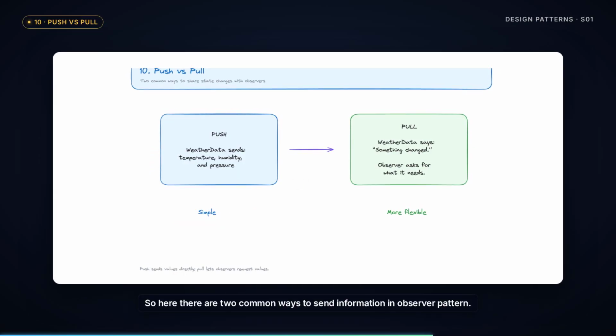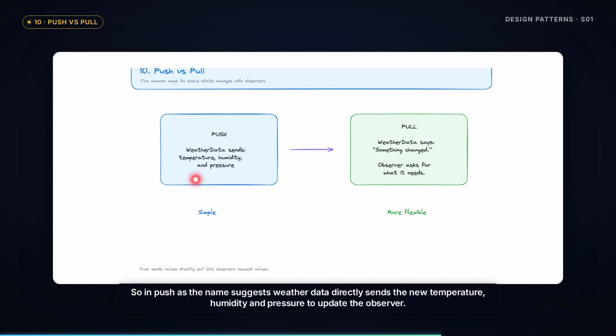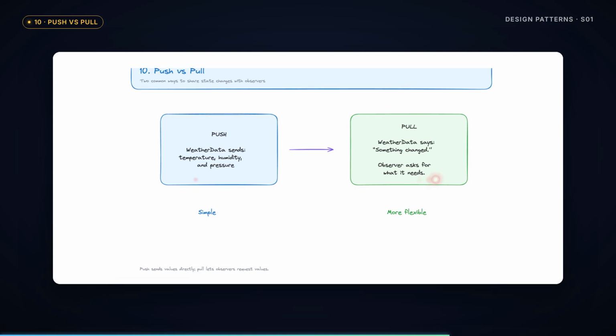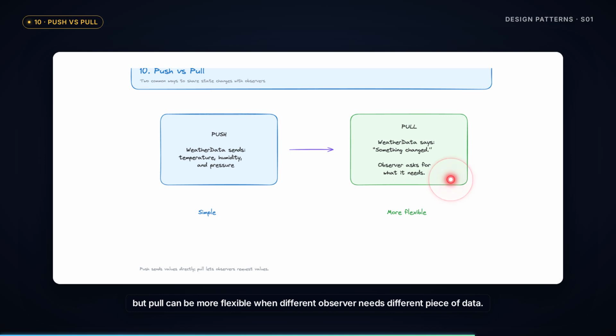There are two common ways to send information in the observer pattern. The first is called push. In push, as the name suggests, WeatherData directly sends the new temperature, humidity, and pressure to every observer. The second one is pull. In pull, WeatherData only says something changed. Then each observer asks WeatherData for exactly the value it needs. For a small example, push is very easy to understand, but pull can be more flexible when different observers need different pieces of data. For example, a statistics display may need a temperature history, while a simple mobile alert may only care if temperature crossed a threshold.